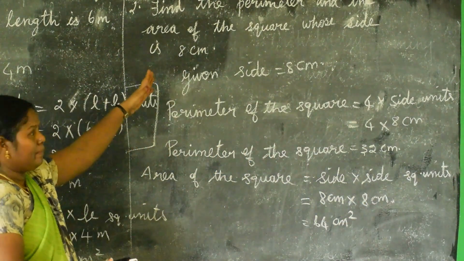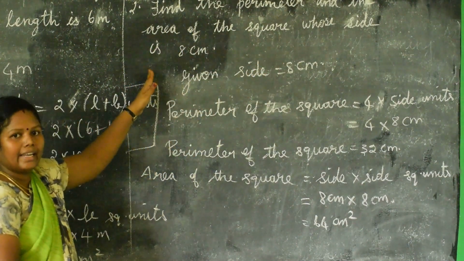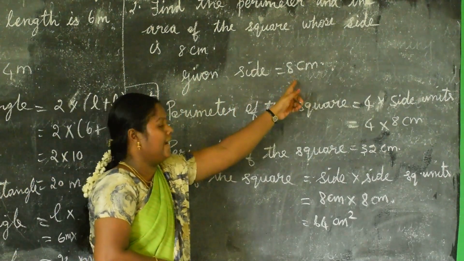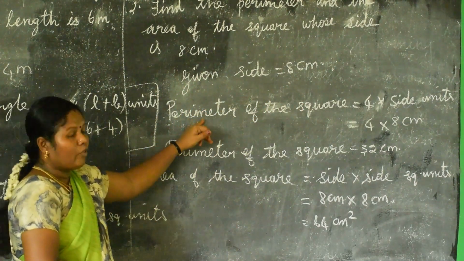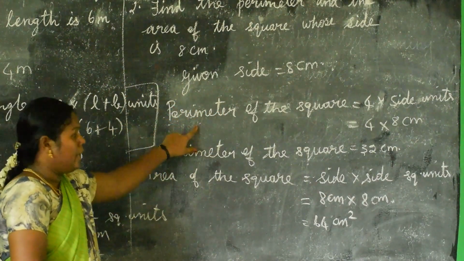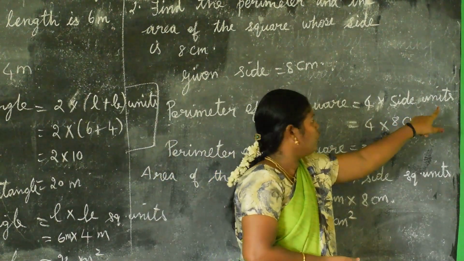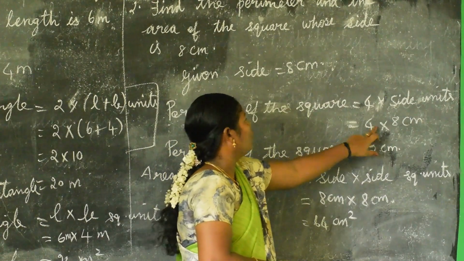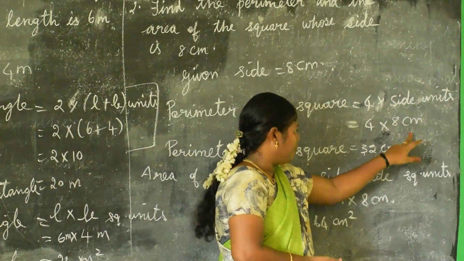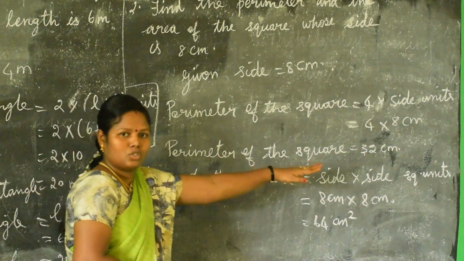So once again I repeat, find the perimeter and area of the square whose side is 8 centimeter. So what is the given? Side is 8 centimeter. Then we want to find perimeter and area of the square. First, perimeter of the square, formula is 4 into side units. So 4 into, what is the side given? 8 centimeter. 8 4s are 32 centimeter. This is perimeter of the square.